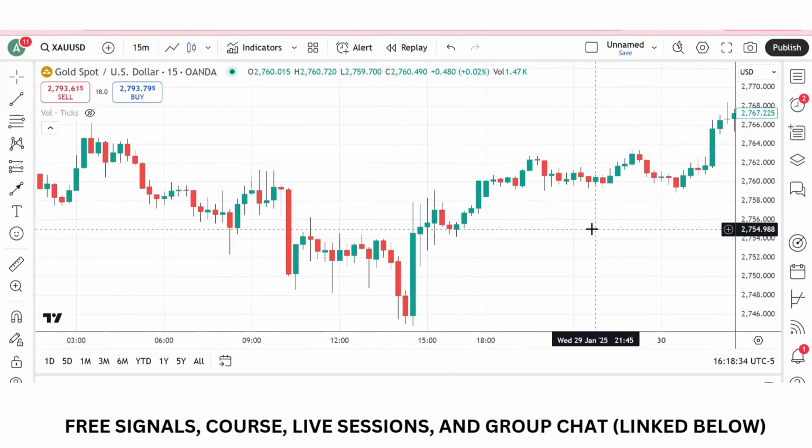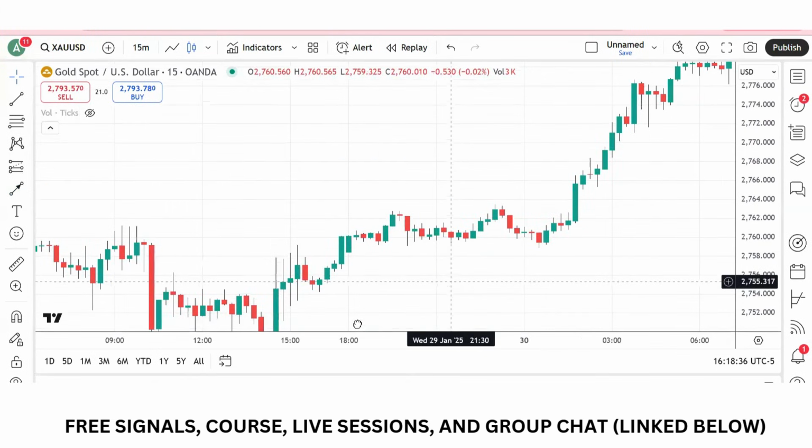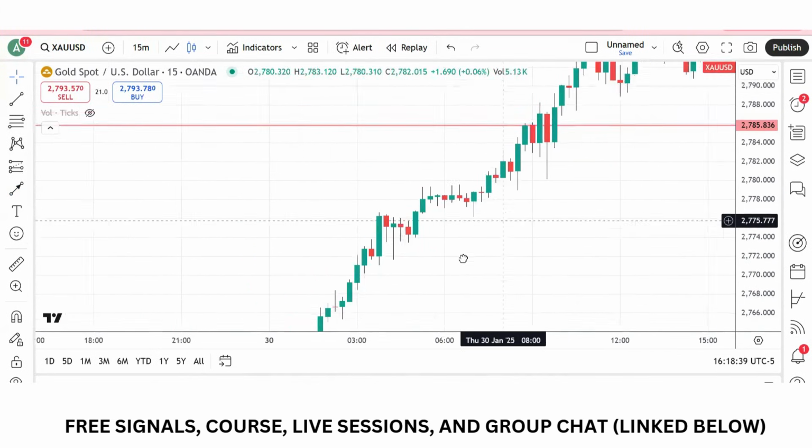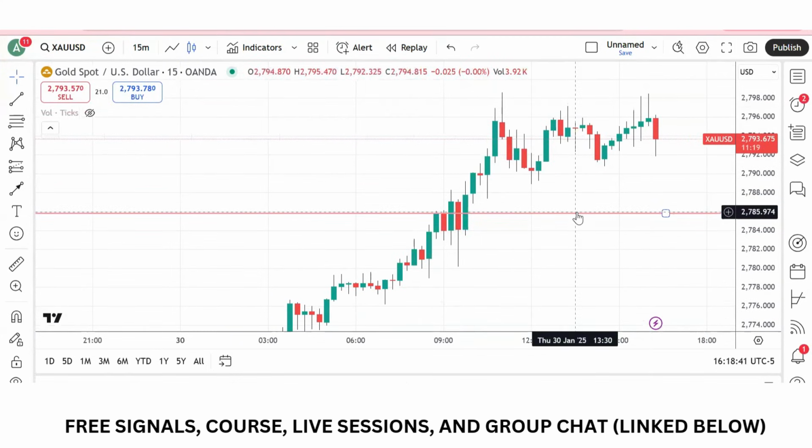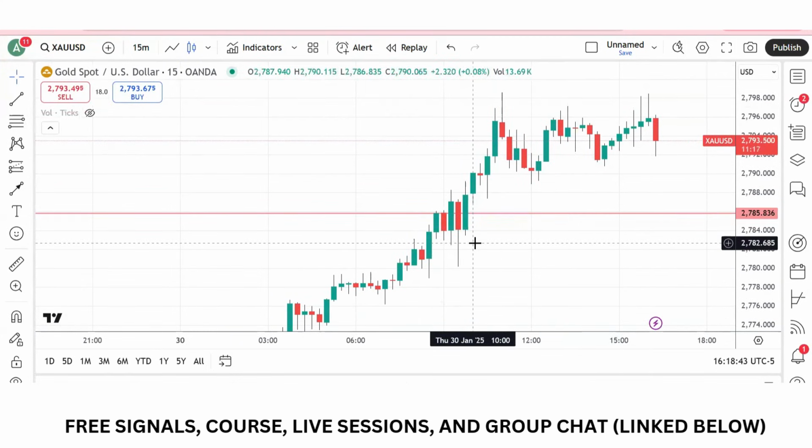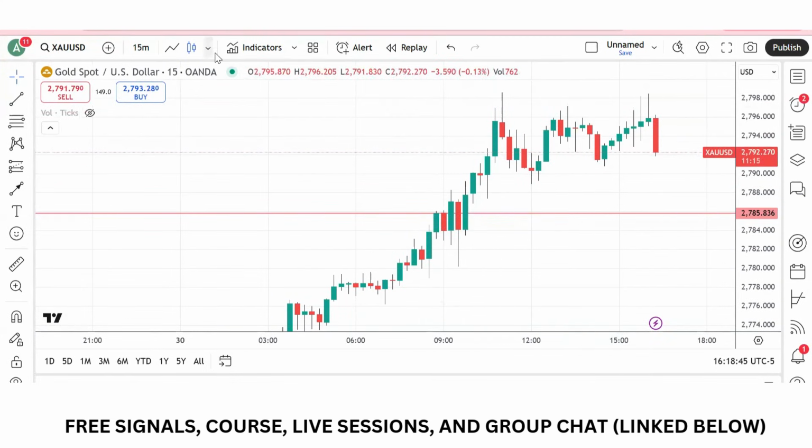So this is why it's very important to understand these different patterns so that you guys can have a better understanding of what is going to happen in the market, okay? Now, understanding candlesticks will take your trading game to a completely new level.